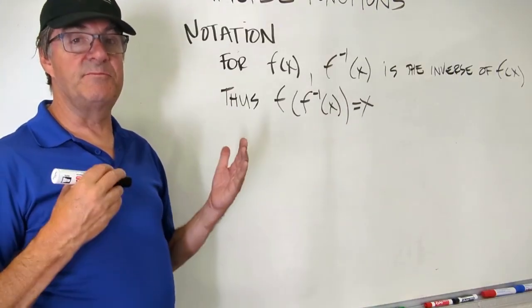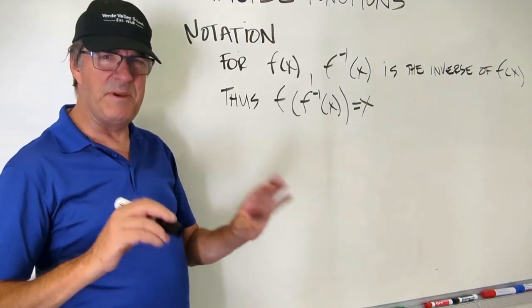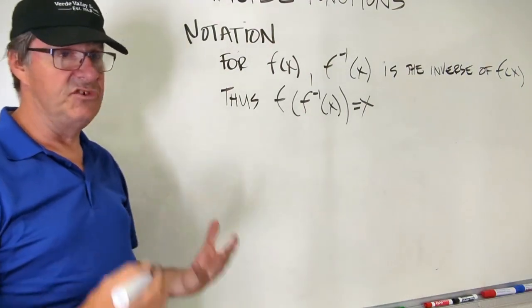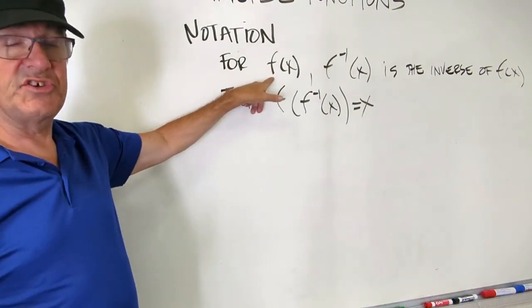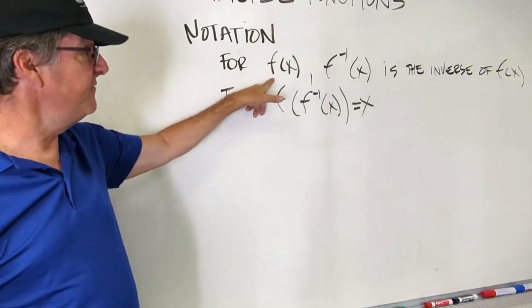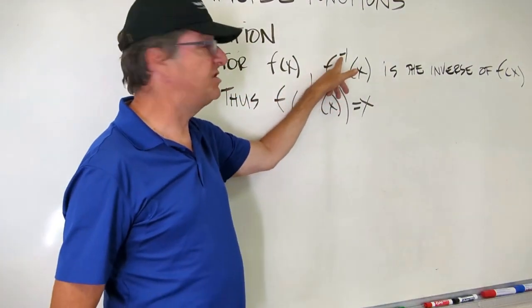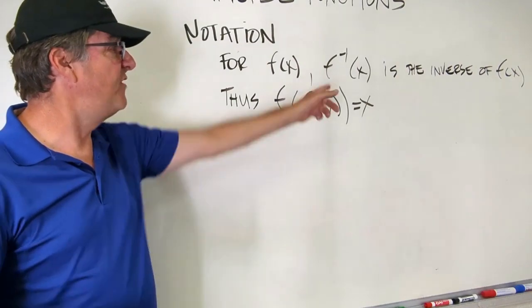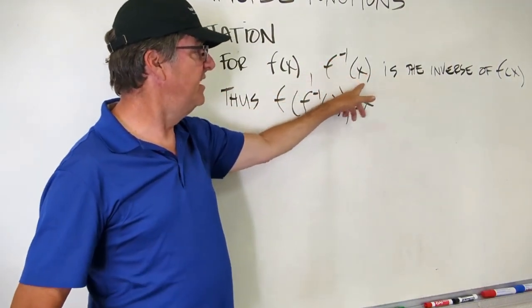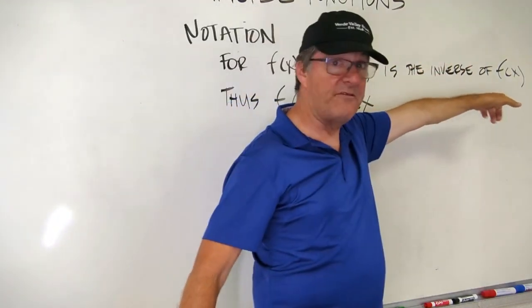All right, let's take a look at some notation. This is important. It's not a big deal, but you do need to understand and use it. So for f of x, if we wanted to denote or describe or identify the inverse function, we just use f to the minus 1 power. It's not read "minus 1," it's read "f inverse of x." And that's the inverse of f of x.